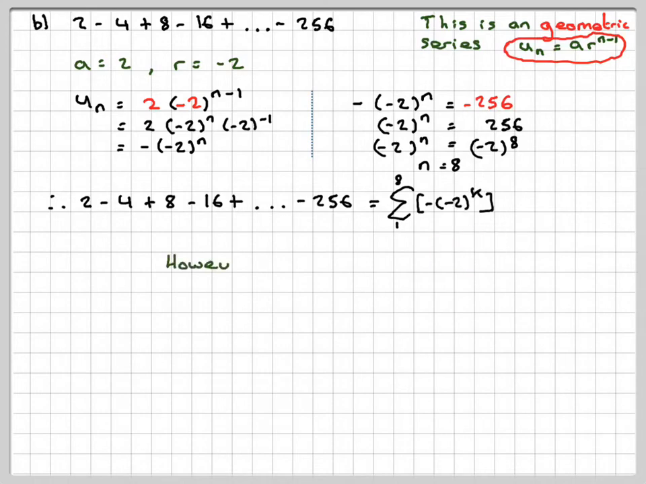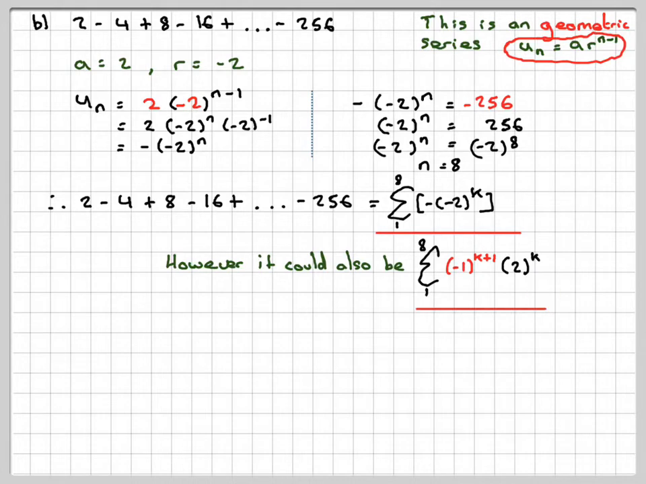Now, however, it might be better to write it as sigma 1 to 8. This is quite a useful technique. I'm putting in here minus 1 to the k plus 1, or it could be k minus 1. And that will ensure that the sign changes of just plus 2 to the k, and therefore we don't have that minus sign in the bracket.